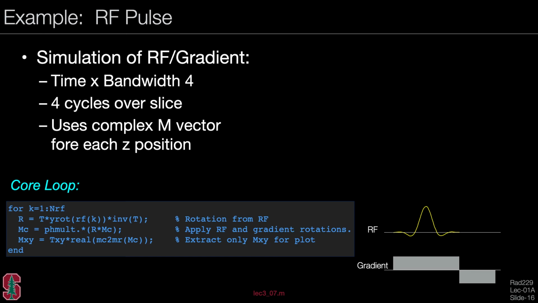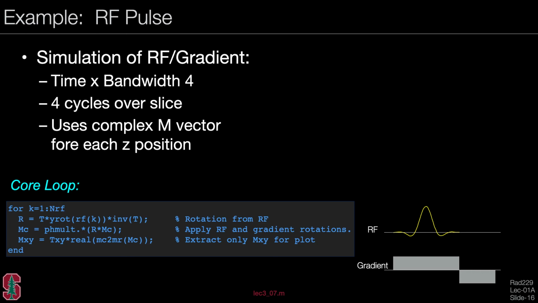Okay, so let's look at another example. Really the remainder of this lecture is mostly examples now. So let's simulate the pair of an RF and a gradient. Here is your RF and here is your gradient. Now here we've used an RF that has a time bandwidth product of 4, and this relates to the number of lobes in the sinc pulse. We have 4 cycles of rotation induced by a gradient over the slice. And notice the 4s correspond here.